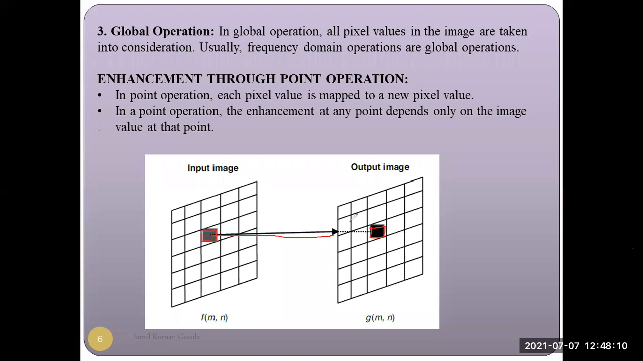Now it is clear from this diagram that the enhancement in the point operation is completely a one-to-one mapping. If you perform this one, it will be equivalent to this pixel. You perform this one, it will be equivalent to this pixel. One-to-one mapping. I think this is clear to all of you.